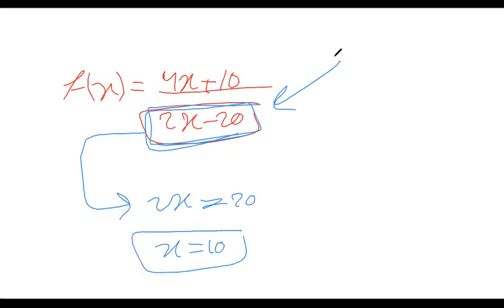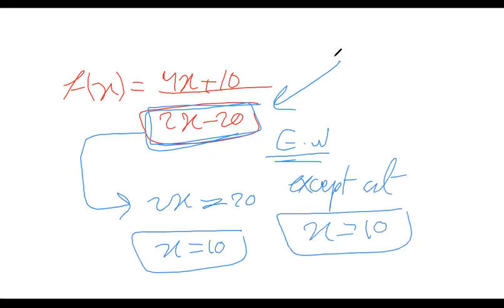So here we are going to say continuous everywhere except at x equals 10. Or you can simply say x is not equal to 10. So that means the function is continuous everywhere except at x equals 10. Now this is regarding the continuity of a function.